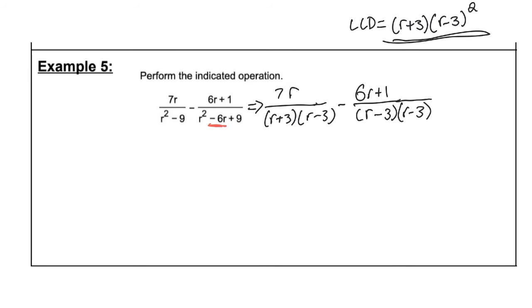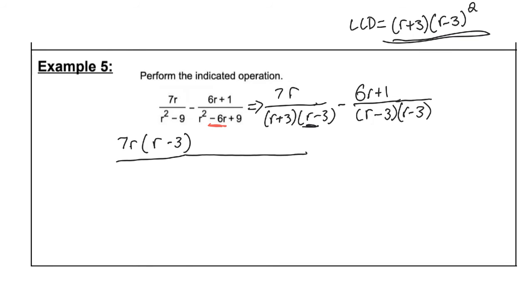Now we need to multiply the numerators of each one by what they're missing. So I'm going to move down below, and I'm going to do 7r times, and we're missing one of the r minus 3s because there's only one in our denominator right here. We need 2 of them for our LCD. So multiply that.